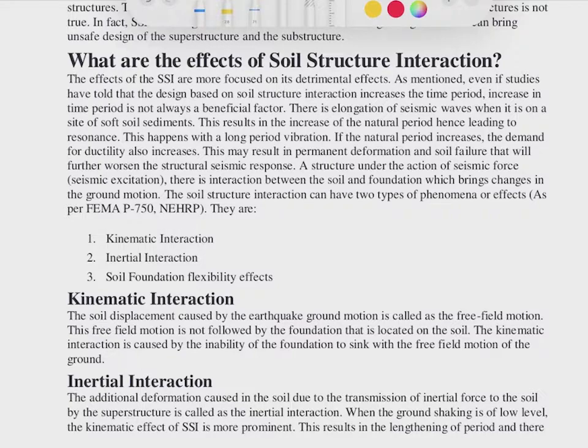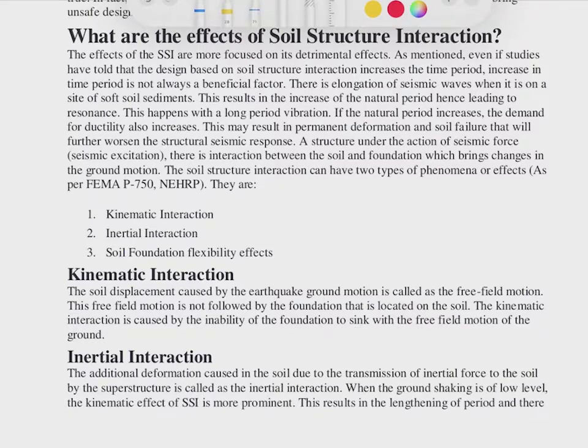So let us begin. What are the effects of soil structure interaction? The effects of SSI are more focused on its detrimental effects. So we are not going to be blinded by the false myth that SSI is only going to benefit the structure. Of course there are two benefits, like increase in the time period and increase in the damping ratio, but we are focusing more on its detrimental effects.